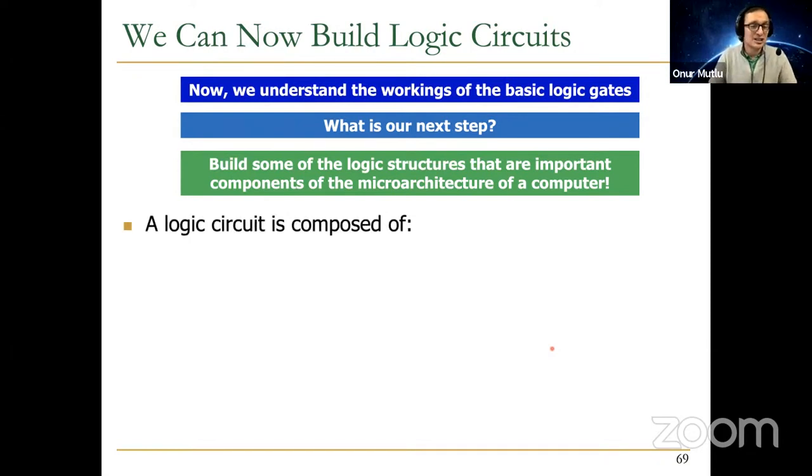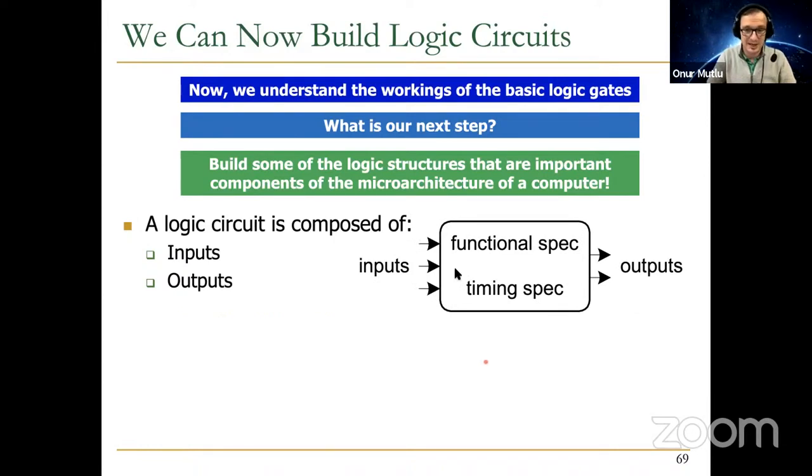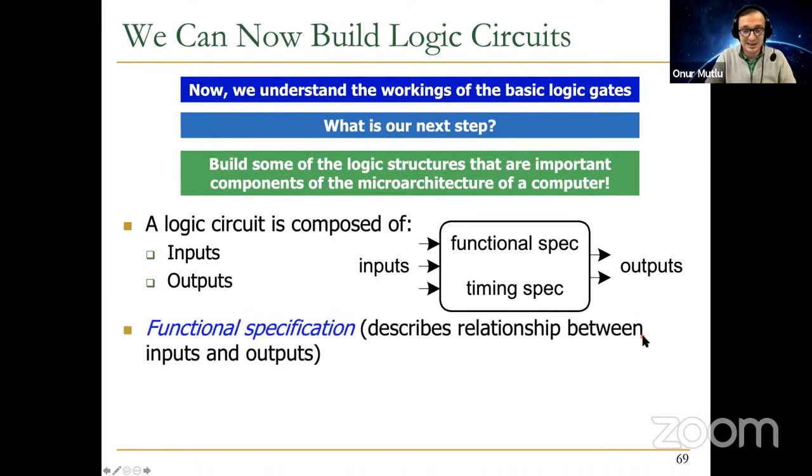So a logic circuit is composed of inputs and outputs, just like a logic gate. But a logic circuit can have many, many inputs and many, many outputs because it's a collection of gates in the end. And it also consists of a functional specification and a timing specification. We're going to concern ourselves a lot with functional specification today and tomorrow. There will be one lecture where we will cover timing. Timing is very important. We're going to cover timing to the level that's important for this course, but there's a lot more to cover over there. It's fascinating, but we're going to dedicate one lecture to it.